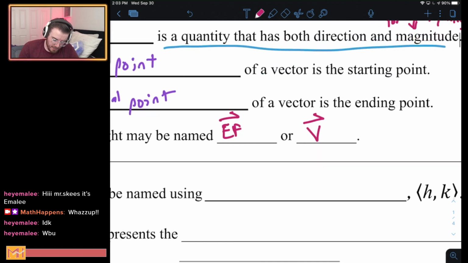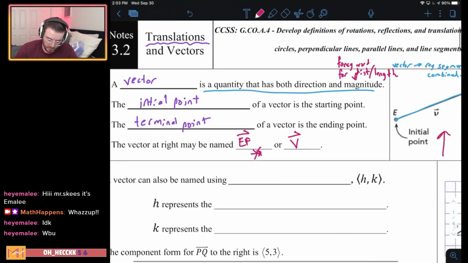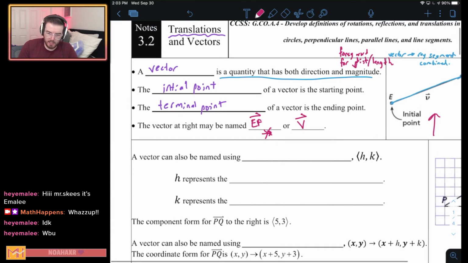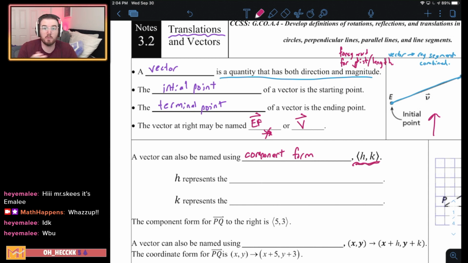And notice I'm not doing an entire arrow. I'm doing like half an arrow. Okay? And that's how we write a vector on the page, with a half arrow. So a vector can also be named using something called component form. And that's what this is right here. When I write something in this form, it tells me the directions, right?